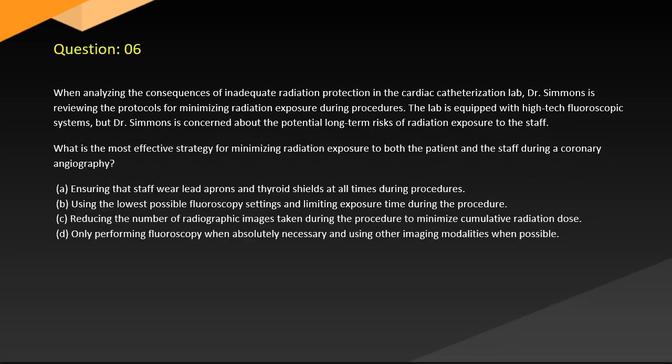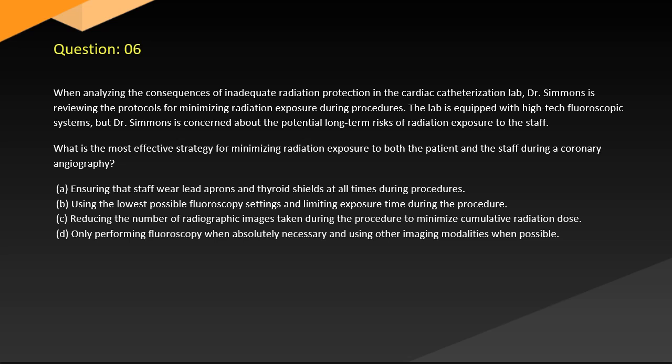Question 6. When analyzing the consequences of inadequate radiation protection in the cardiac catheterization lab, Dr. Simmons is reviewing the protocols for minimizing radiation exposure during procedures. The lab is equipped with high-tech fluoroscopic systems, but Dr. Simmons is concerned about the potential long-term risks of radiation exposure to the staff. What is the most effective strategy for minimizing radiation exposure to both the patient and the staff during coronary angiography?